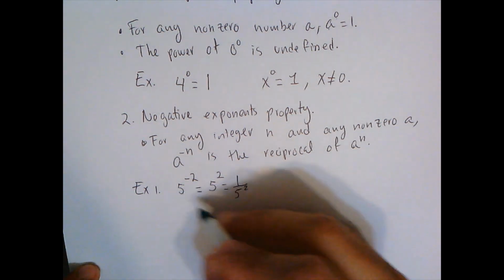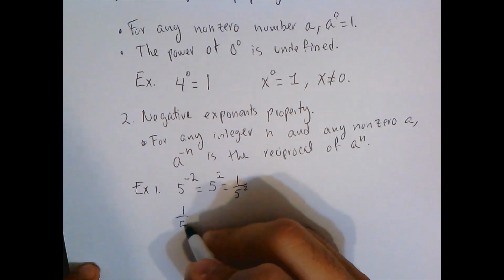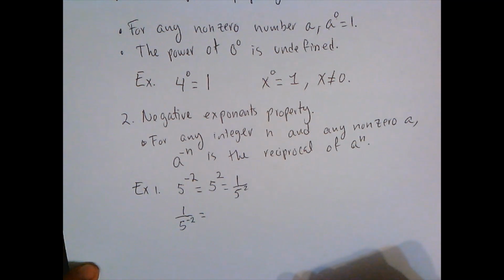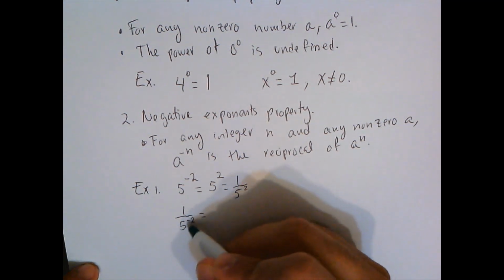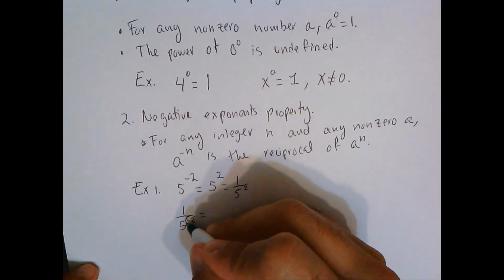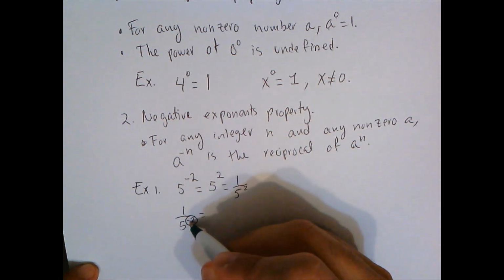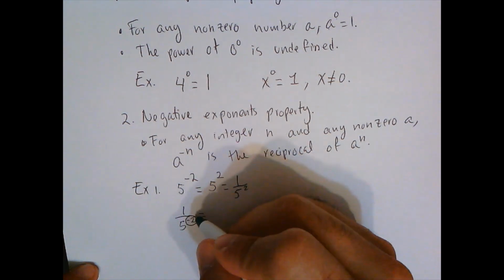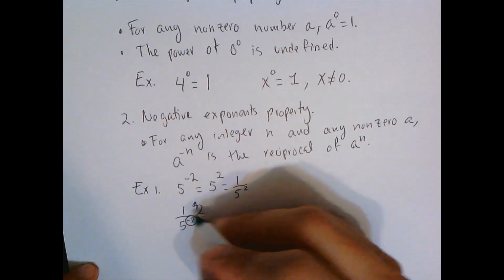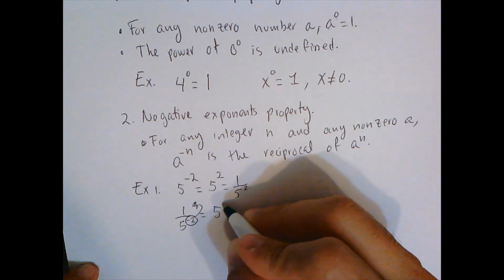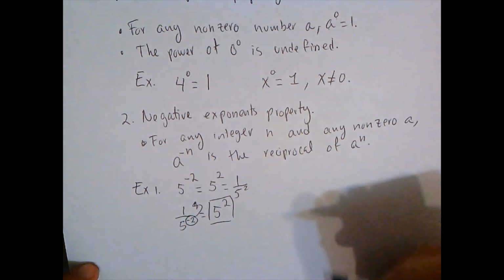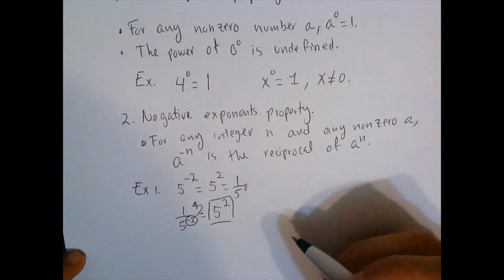Well, what if this was backwards? What if I had 1 over 5 to the power of negative 2? In order to make that exponent positive, I guess the easiest way to remember it is, because this is on my denominator, I'm going to move this to the numerator. So I will end up with 5 to the power of 2. And that will be my answer. So pretty much I'm doing the opposites.